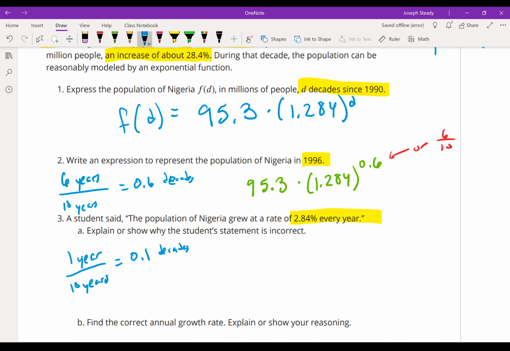So we can use this to figure out, well, what do we multiply by after 1 year? So we can go ahead and take that 1.284 and raise that to the 0.1 or the 1/10 exponent. And we can put that into our calculator, 1.284 with an exponent of 0.1, and that's going to give us 1.025.